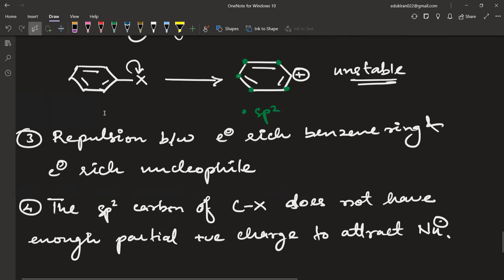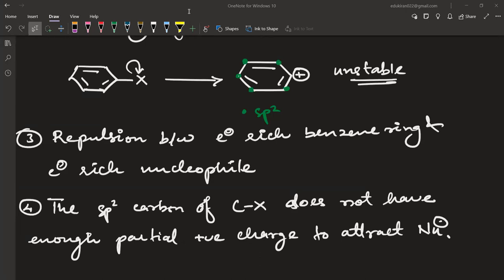Okay. So all the four reasons. Everyone got this? Yes or no? Please tell me. Did everyone get the four reasons? The first two reasons are for SN1 specifically. The last two are for SN2 specifically. And all four reasons are for SN in general. Done? Yes or no? Please tell me, guys.